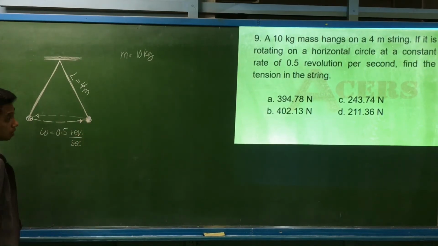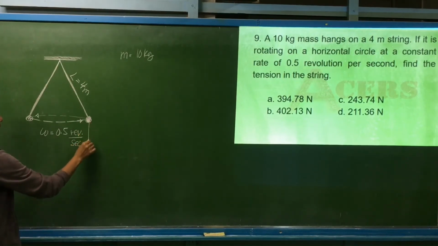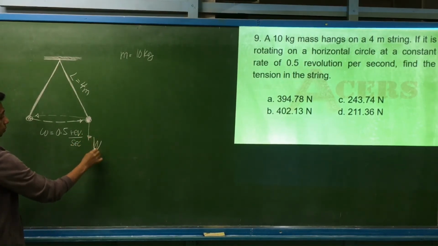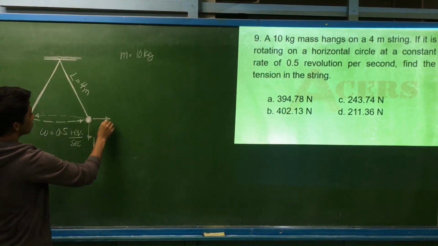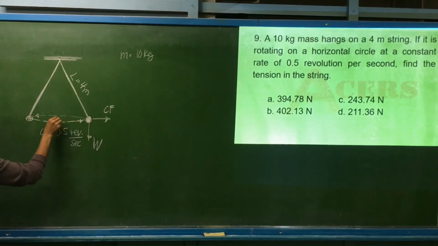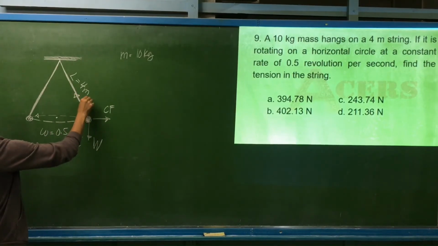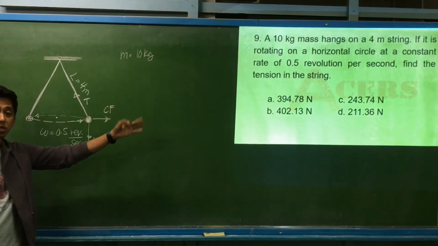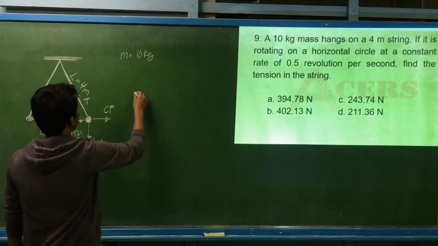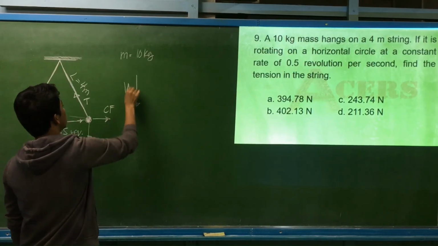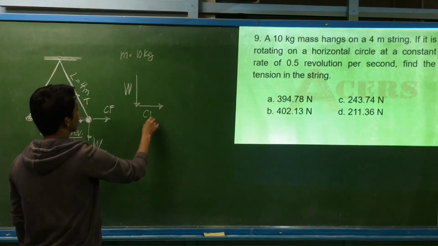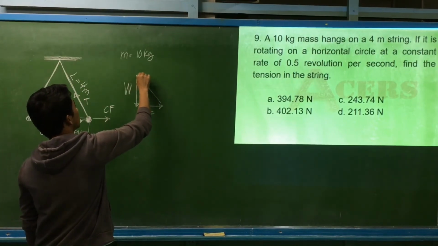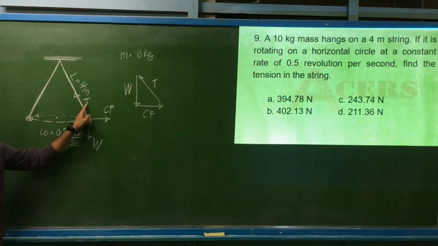So let us first do our free body diagram. We know that weight is always downward, and the centrifugal force this time is horizontal. It is always away from the center of the circular motion. And this is the tension, let's say this is T. Since we have only 3 forces, we can form the force triangle. We have weight downward, the centrifugal force horizontal, and the resultant, that is the tension in the string.